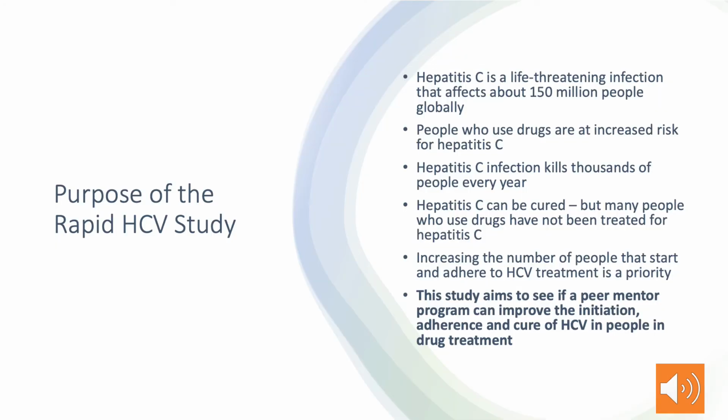I want to first go over the purpose of this study. Hepatitis C is a life-threatening infection that affects about 150 million people globally. People who use drugs are at increased risk for hepatitis C. Hepatitis C infection kills thousands of people every year, but hepatitis C can be cured. However, many people who use drugs have not been treated for hepatitis C, and increasing the number of people that start and adhere to hepatitis C treatment is a priority. This study then aims to see if a peer mentor program can improve the initiation, adherence, and cure of hepatitis C in people in drug treatment.